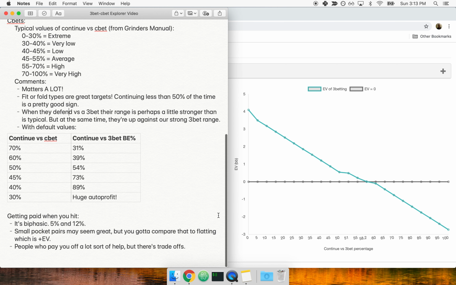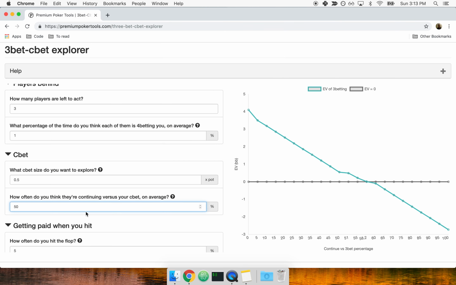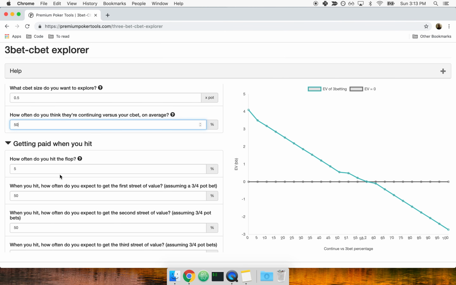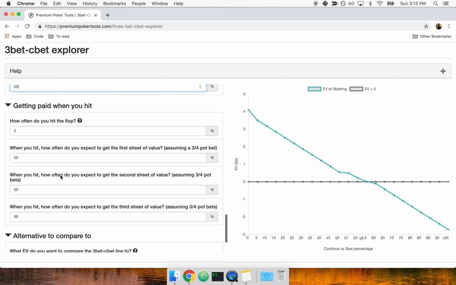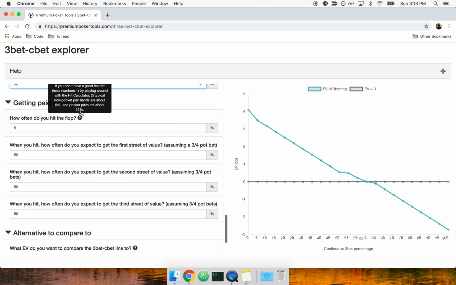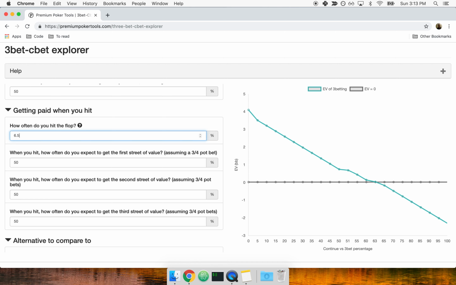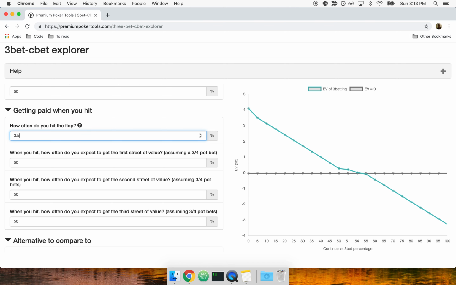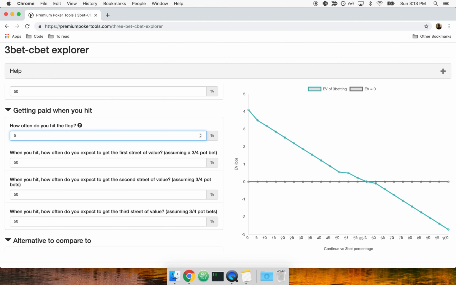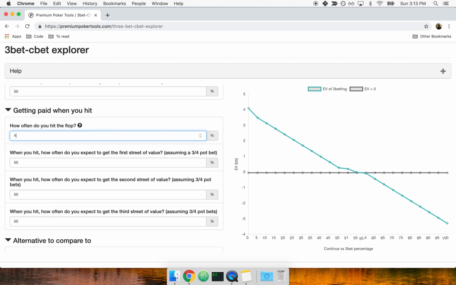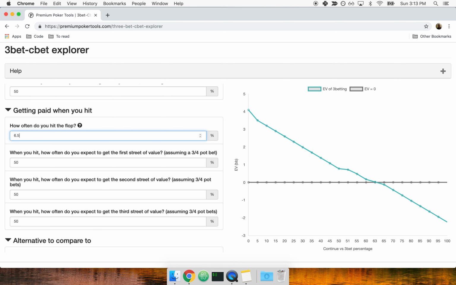Okay, so now we're on to the last input here, and this input is about getting paid when you hit the flop. Pretty much any hand that's not a pocket pair is going to hit the flop 5% of the time. So this isn't really going to change much. We can't really play around with this because that's just how hands hit the board. And even if we do play around a little, we can see it's not having a huge drastic effect.